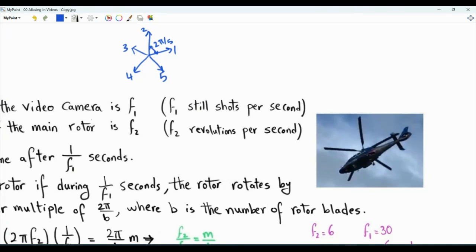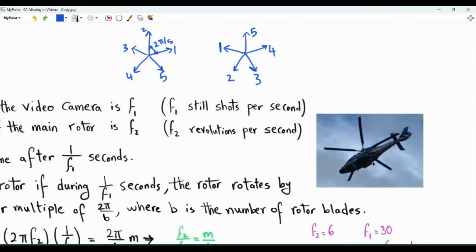Suppose that during this duration of time, the speed of rotation is such that the rotor rotates by an angle double this number in radians, so 4 pi over 5 radians. Now, when you take the next shot, what you will see is exactly the same thing. And that's the reason that the rotor will appear stationary. It is rotating, but now this is blade 1, this is blade 2, this is blade 3, this is blade 4, and this is blade 5. There was a rotation of 2 times 2 pi over 5 during the time interval between two successive shots. It gives us the perception that the rotor is stationary, while in fact it is rotating.